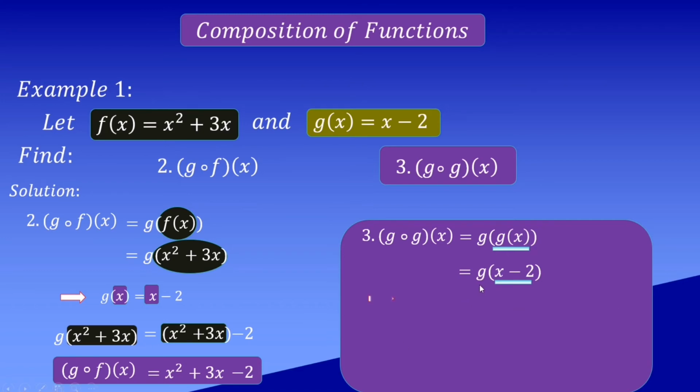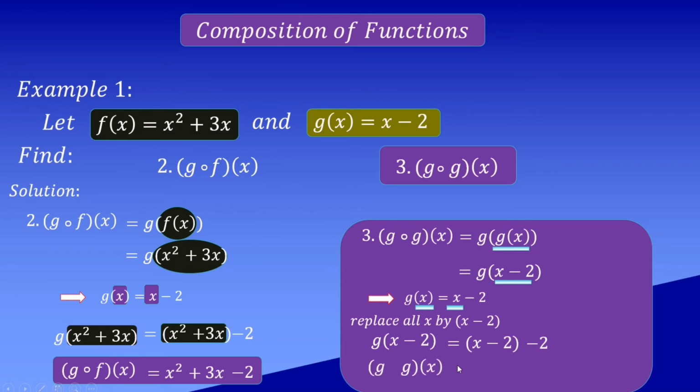So gamitin natin yung g of x as our function. So g of x is equal to x minus 2. Again, replace all x by x minus 2. So palitan lahat ng x with this expression. So g of x minus 2 is equal to, from x magiging x minus 2, then minus or negative 2.